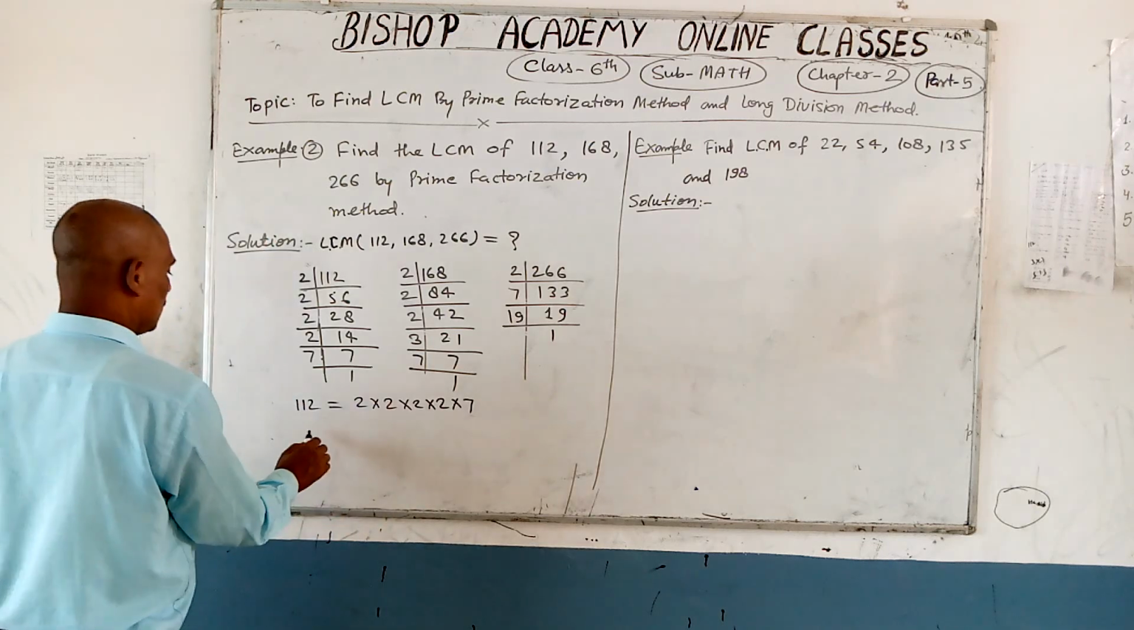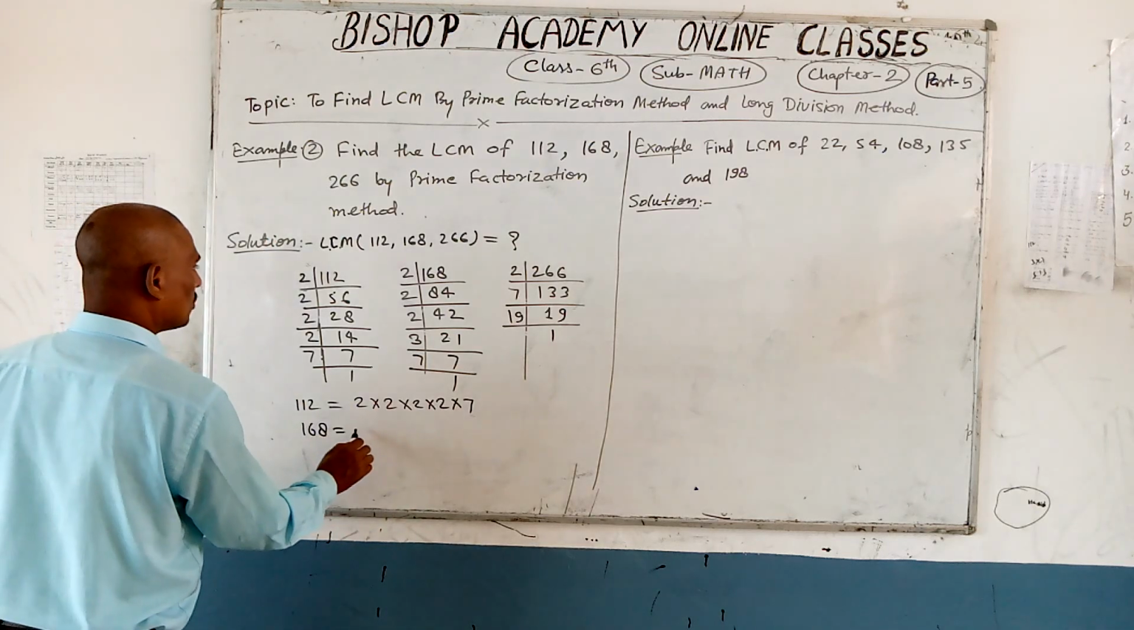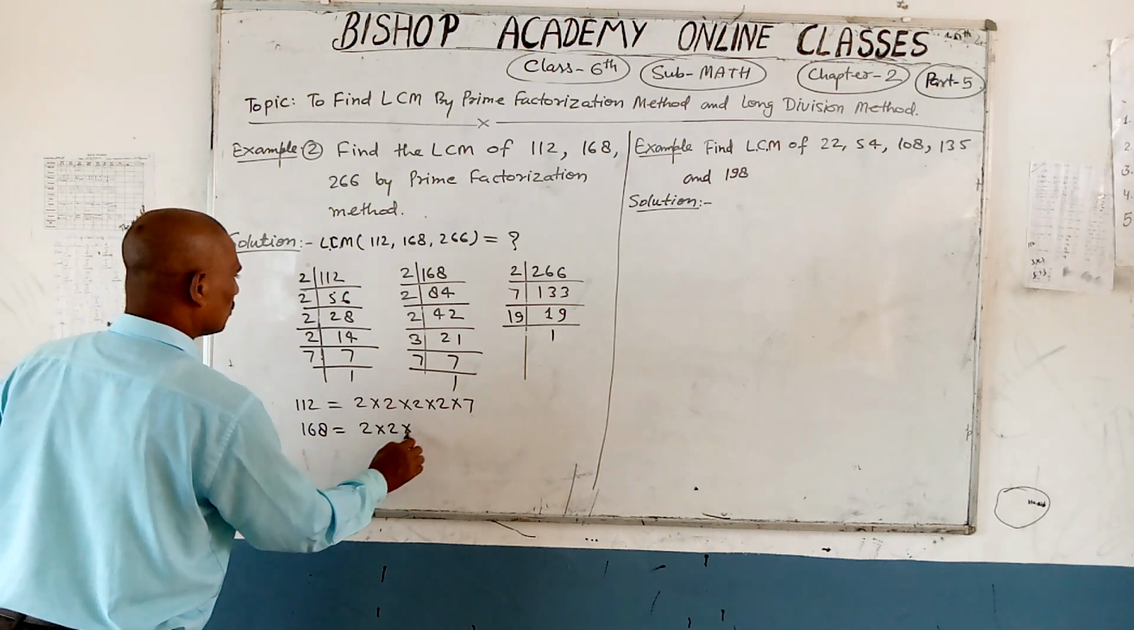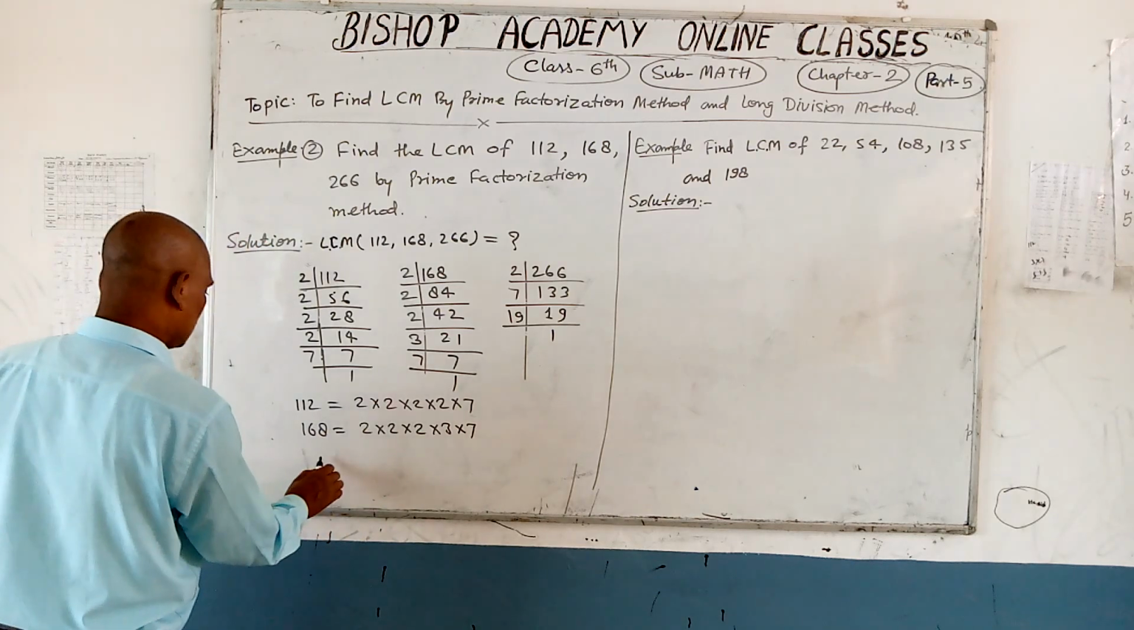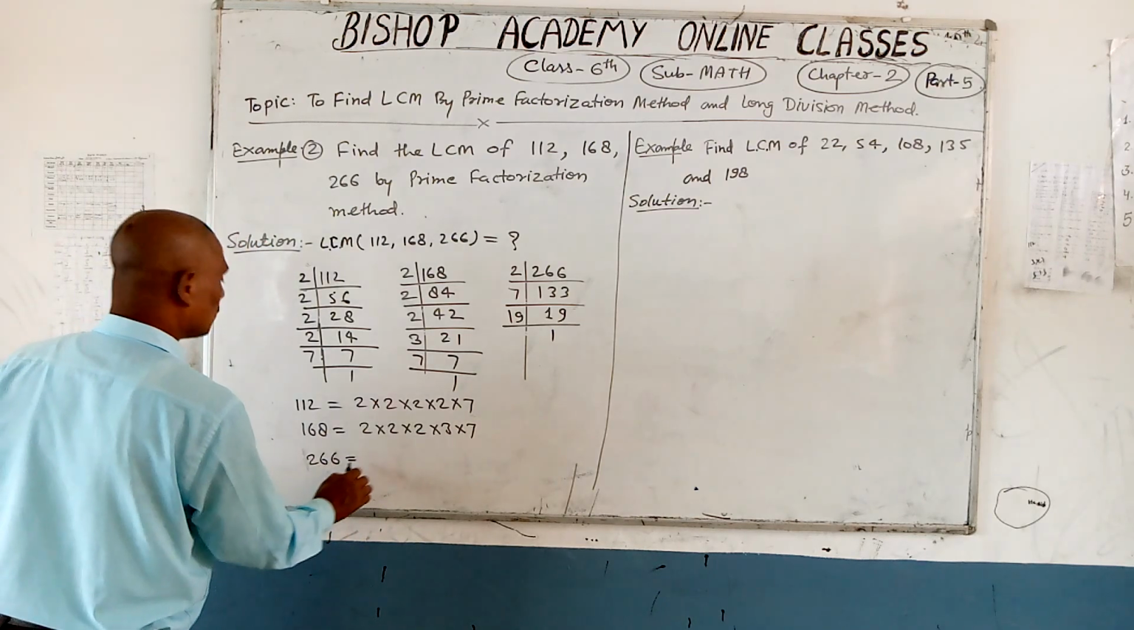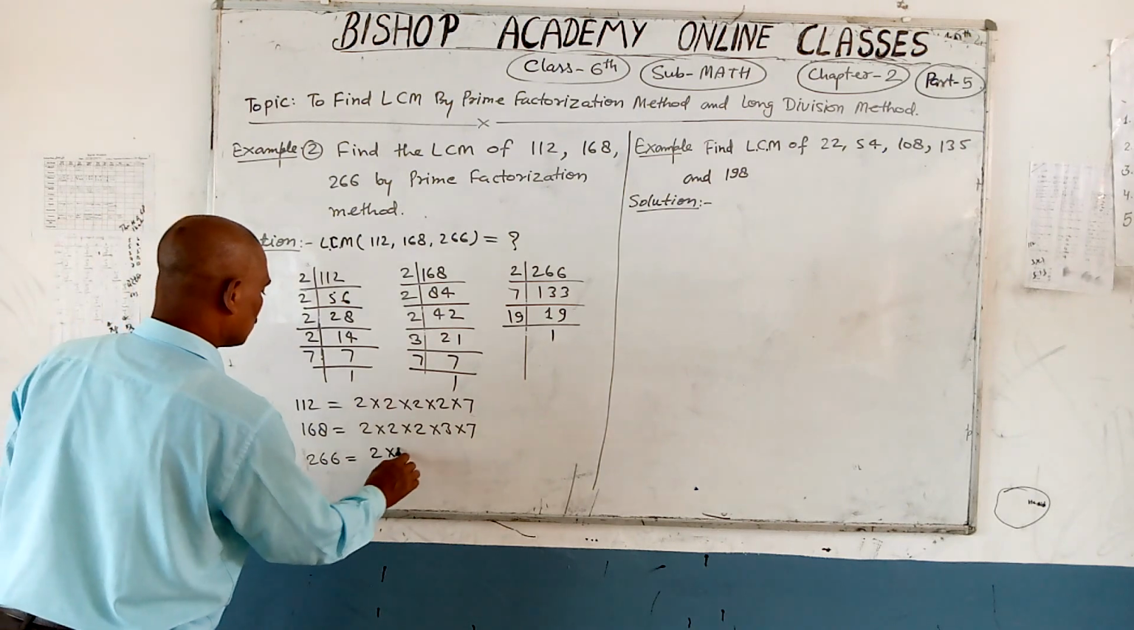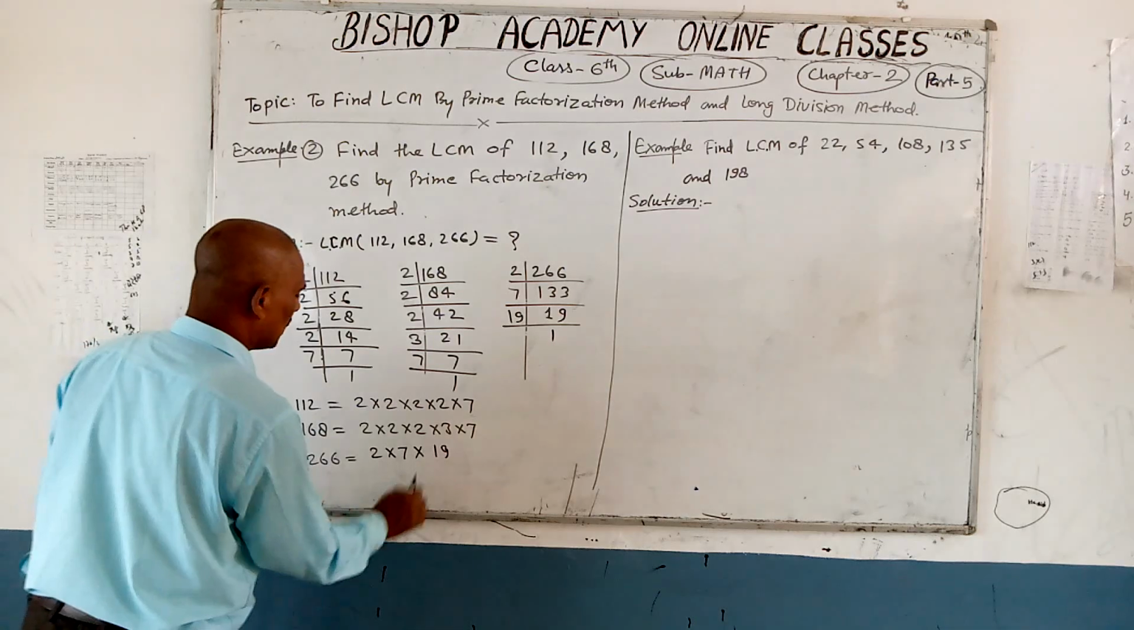Now write the prime factorization. 112 is equal to 2 into 2 into 2 into 2, 4 times, and 7. 168 is equal to 2 into 2 into 2 into 3 into 7. 266 is equal to 2 into 7 into 19.